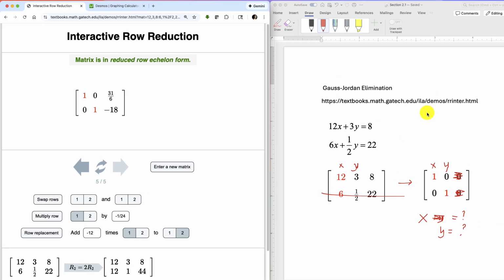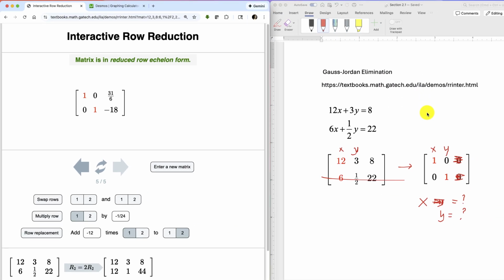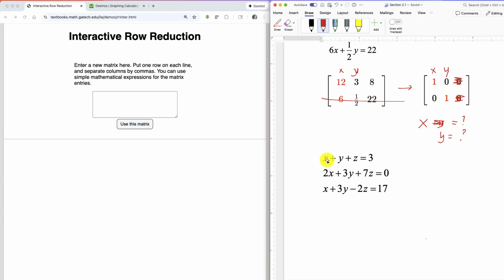Now let's do a harder one. Let's look at this: 3 variables in 3 equations. So we put all 3 coefficients, 1, 1, 1, 3, return.